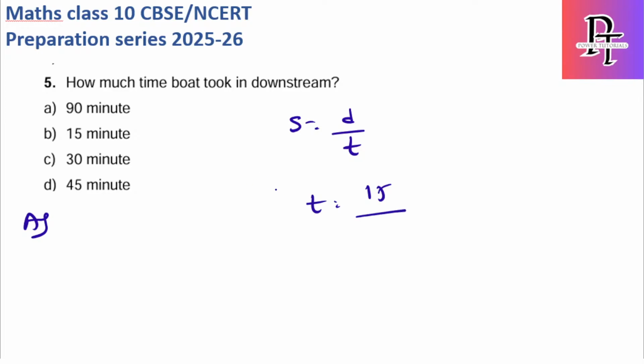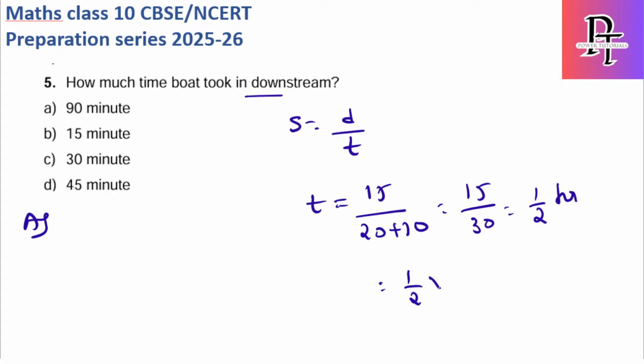Time is distance by speed. Speed in downstream, it should be plus. So 20 plus 10, which is 15 by 30. 15 by 30 is 1 by 2, and the unit of time here we're using is hour, but in the options you can see it is in minutes. So what is 1 hour? 1 hour is 60 minutes. So it is 60 by 2. So the answer is the boat will take 30 minutes to travel downstream.